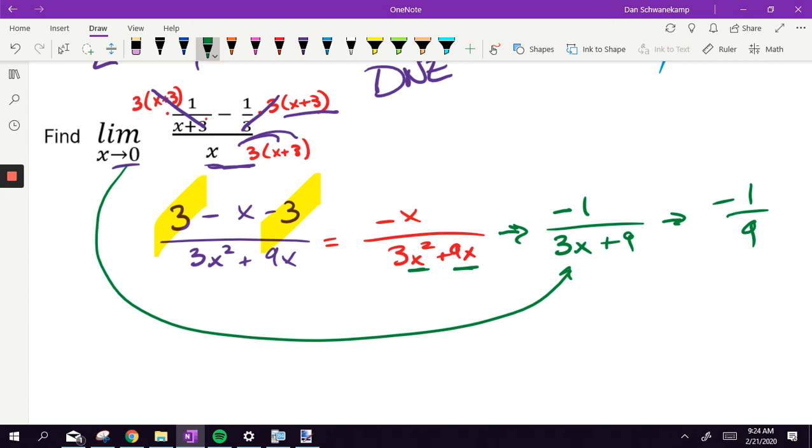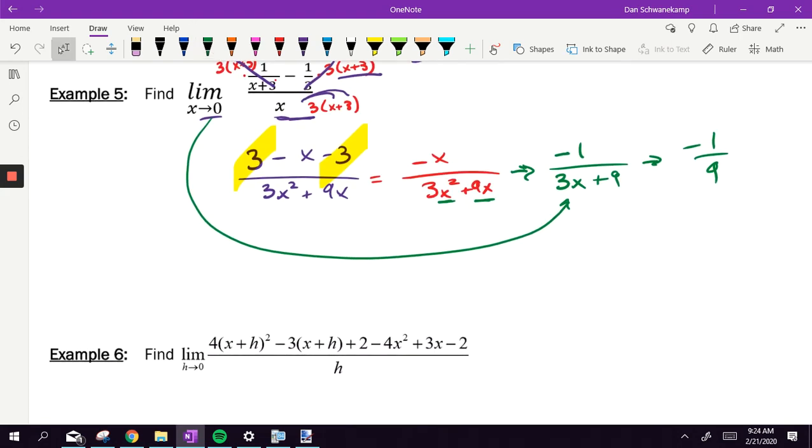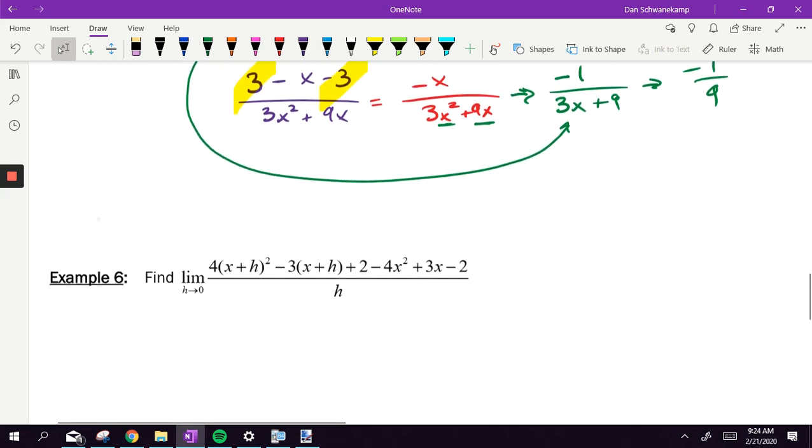Make sense on that one? A little bit different, but you can handle it. We got rid of the denominators and then worked from there.